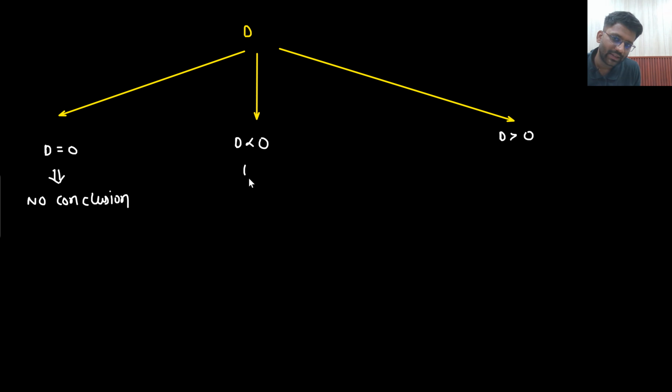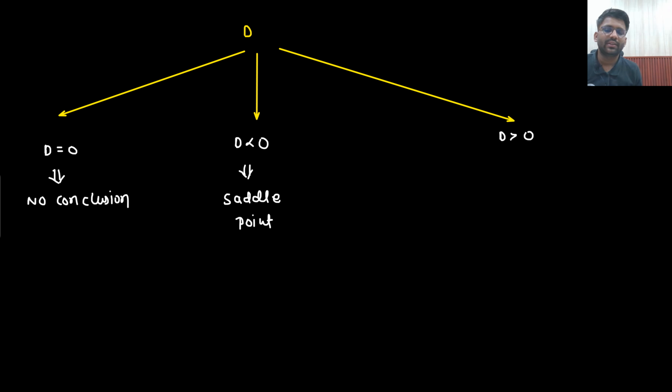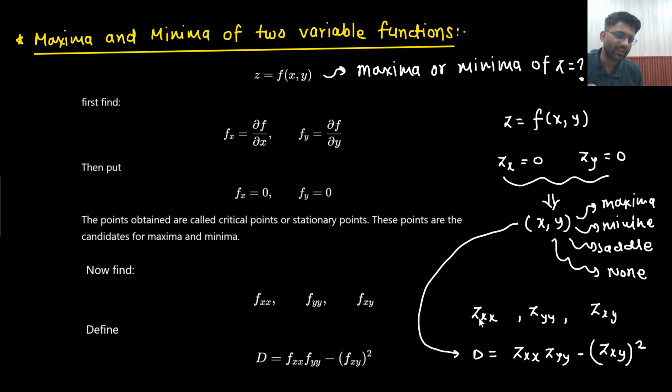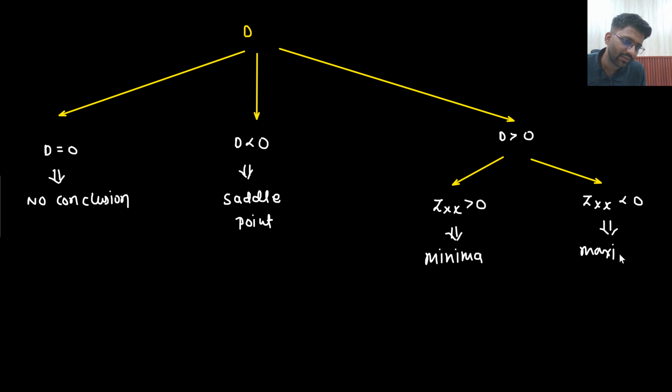If d is less than 0, then it is a saddle point. This point will be your saddle point. And if d is greater than 0, then we need to take two cases. I will have to look at zxx. If this is greater than 0, then I will say it is the point of minima. And if this is less than 0, then I will say it is the point of maxima.